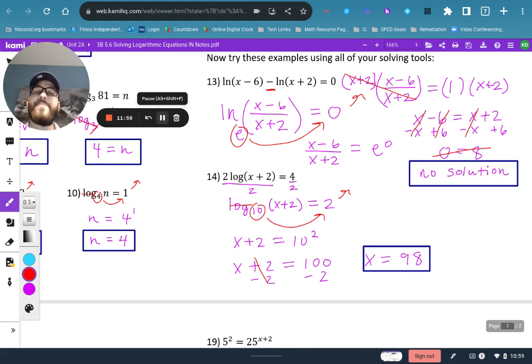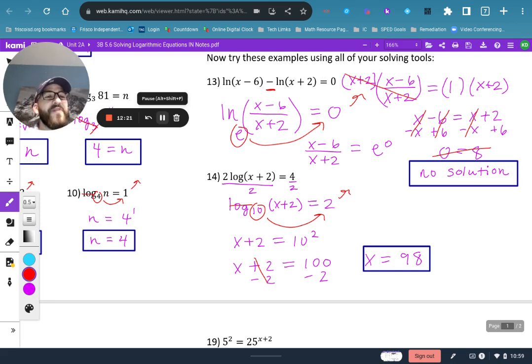Then I can take my base of e and shift it over to the other side, so that becomes x minus 6 over x plus 2 is equal to e to the power of 0, which is equal to 1. So x minus 6 over x plus 2 is equal to 1. The only way I can get rid of that fraction is by multiplying by the factor on the bottom, so multiply both sides by x plus 2. We get x minus 6 is equal to x plus 2.